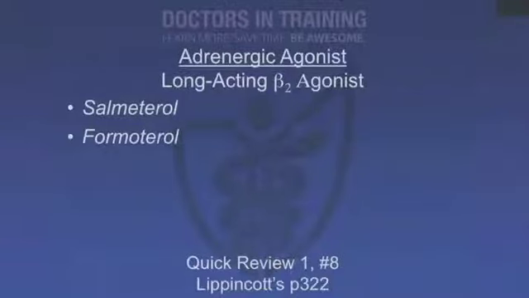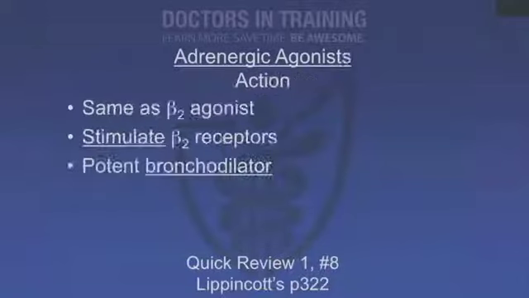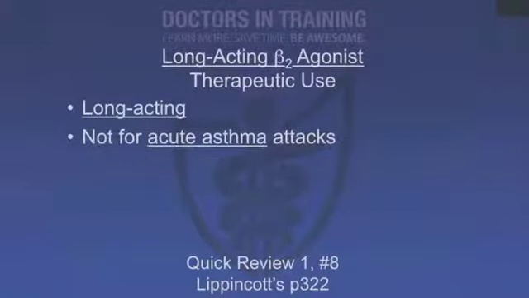Your long-acting beta-2 agonists, salmeterol and formoterol, basically the action is the same as the beta-2 agonist, stimulating the beta-2 receptor at smooth muscles. Therapeutic use, these are longer acting. All right, so can you use these drugs to acutely treat asthma? Absolutely not. You do not use these drugs to acutely treat asthma. It's highly testable in that fashion. Adverse effects are going to be the same, and like we mentioned before, in some patients the beta-2 agonists can actually worsen symptoms if you have that genetic mutation.